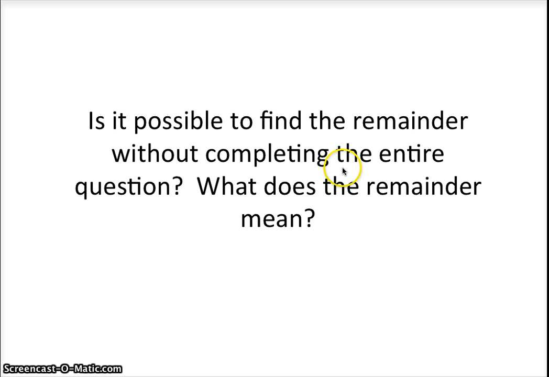So is it possible to find the remainder without completing the entire question? Okay, so think back to your remainder theorem. If we get a remainder of 0, then we know that you have all of the factors. And what does the remainder mean?